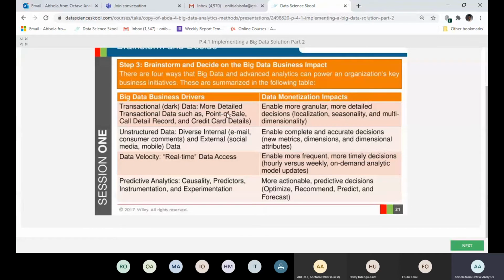Transactional data. For transactional data, you are looking at more detailed transactional data such as point of sale, call detail record, and credit card details. What this helps with is it helps you make more granular and more detailed decisions, in a more granular way.